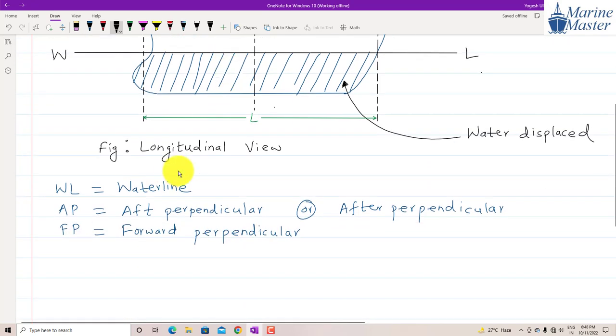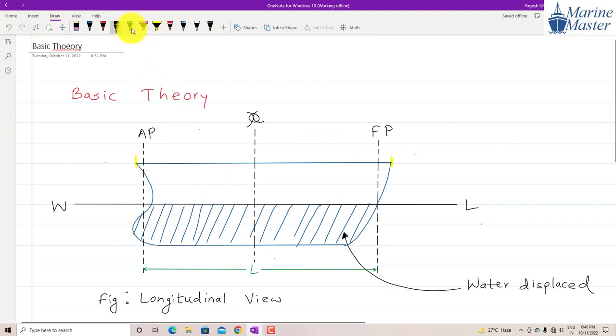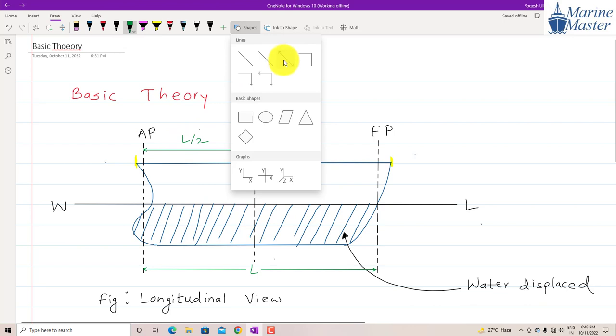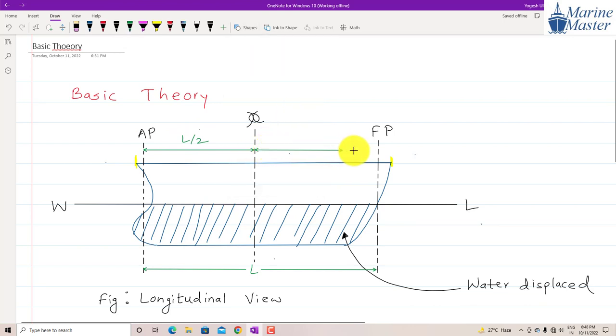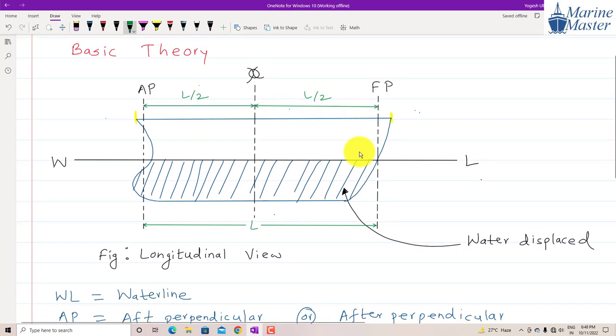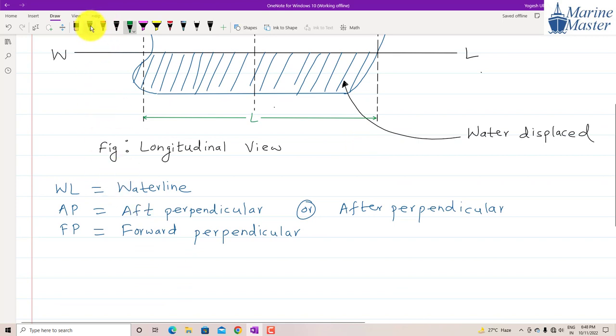So exactly in between means what? From here to here, guys, observe. From here to here, length is what? L by 2. Then from here to here, again length is L by 2. So exactly in between, from here to here, length L by 2, and from here to here, again length L by 2.